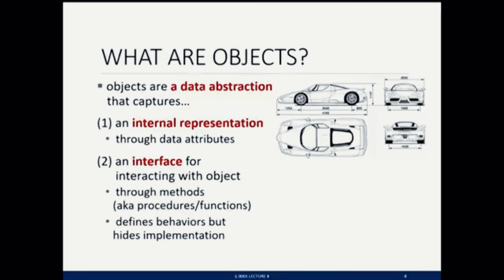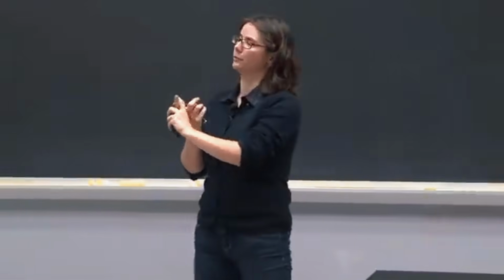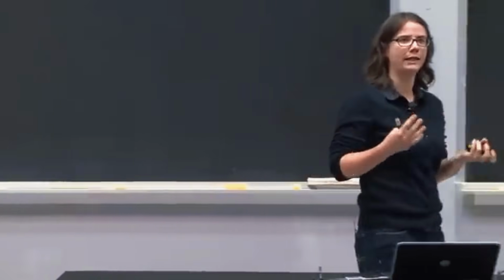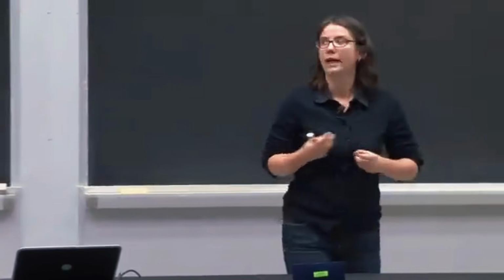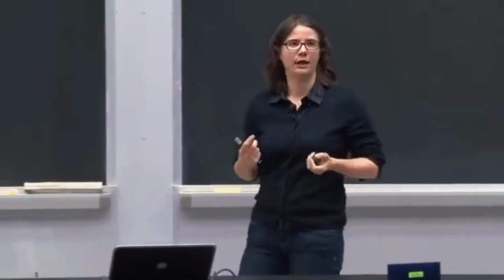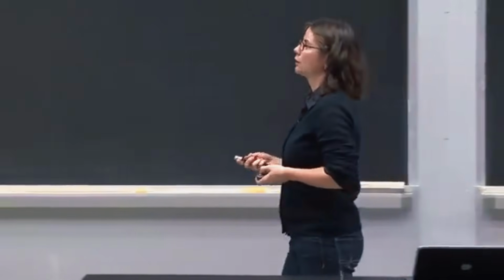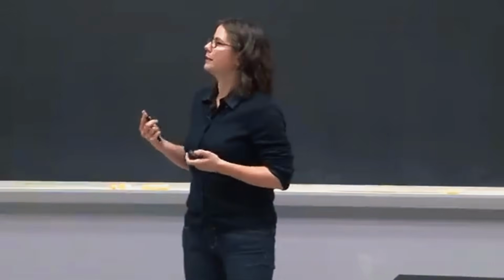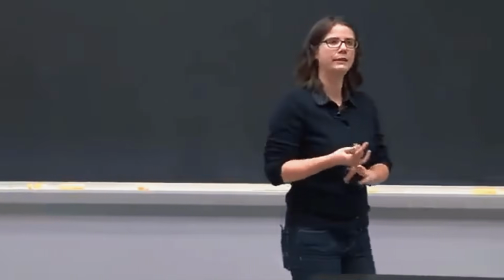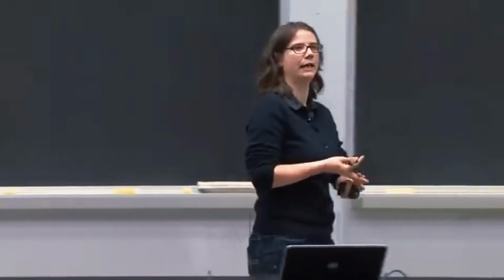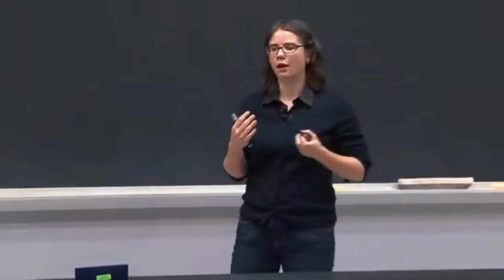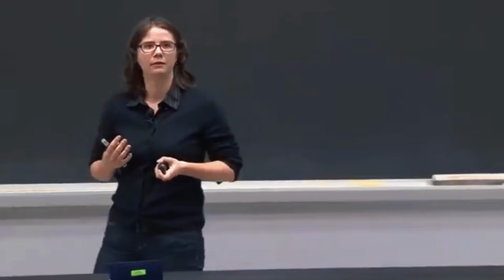And if an object is a data abstraction, there are two things that this abstraction is going to capture. The first is some sort of representation. What is going to represent the car? What data represents a car object? And the second is, what are ways that we can interact with the object? So if we think about a car blueprint, some general representation for a car could be the number of wheels it has, the number of doors it has, maybe its length, maybe its height.